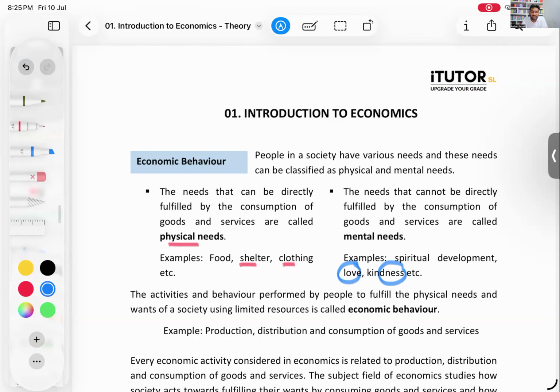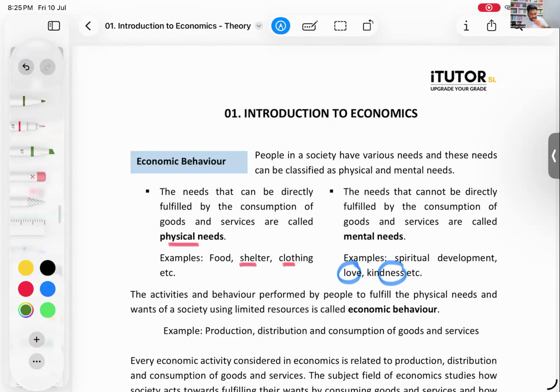No, no. Those kind of stuff is what you call mental needs and wants. Those you can't fulfill using a good or service. If you can fulfill it using a good or service, that's called a physical need and want. If you can't directly fulfill it using a good or service, then that is called a mental need and want. So we'll go through the note here.